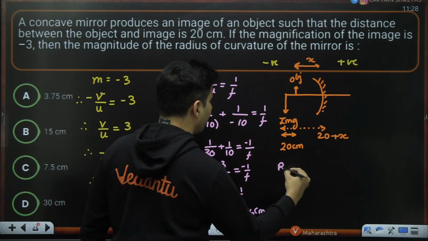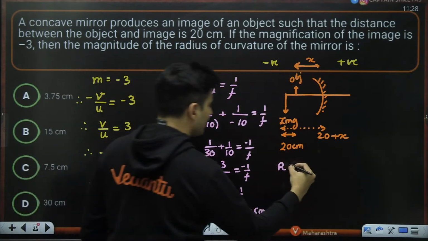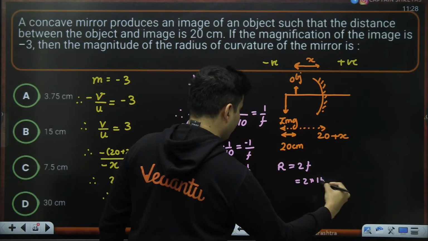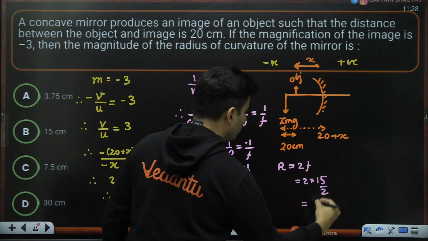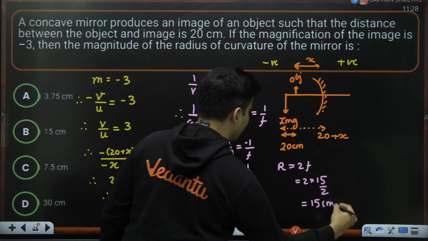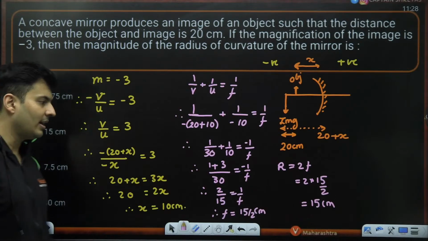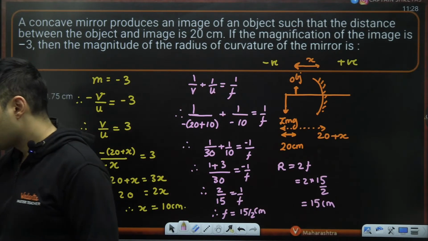But we have to find the radius, because that's what the question asks. Radius is 2 times f. So it will be 2 times 15 by 2. The 2 cancels and you will get 15 centimeters. I think option B is the correct answer. Very nice. Got it?